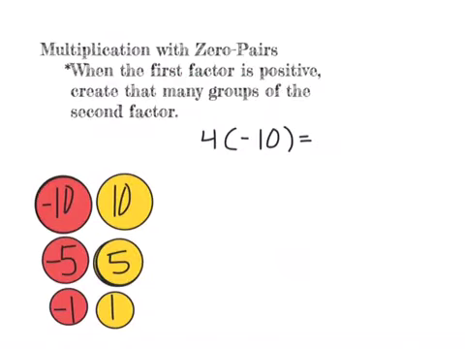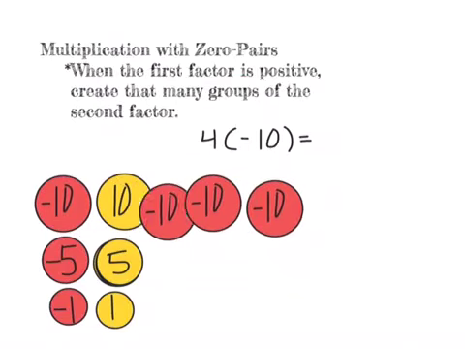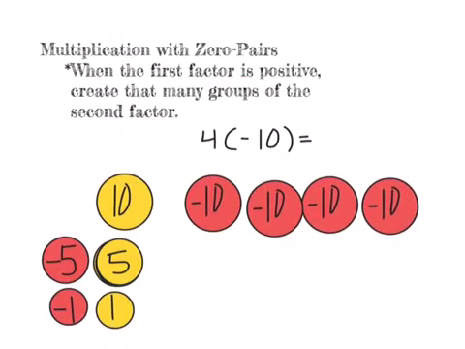The same rule is true even if the second factor is negative. So here I have 4 times negative 10, or 4 groups of negative 10. So my first factor is positive, so I'm going to create that many groups of my second factor. So I need 4 groups of negative 10: 10, 20, 30, 40, and that's negative 40. So 4 times negative 10 equals negative 40.